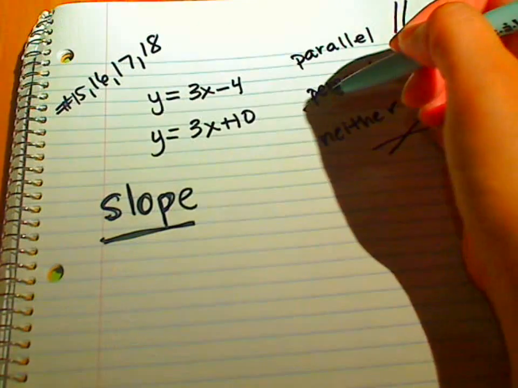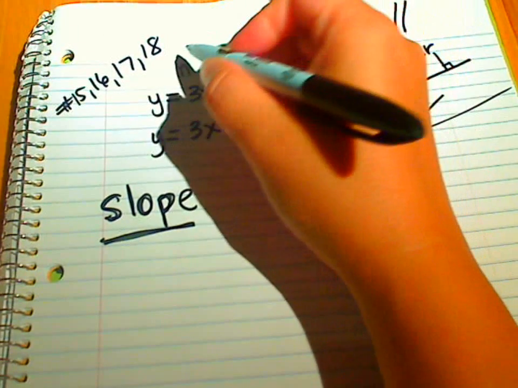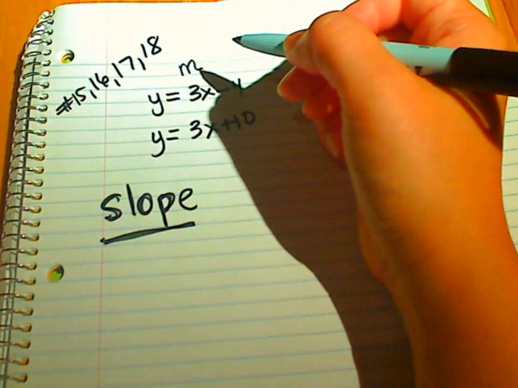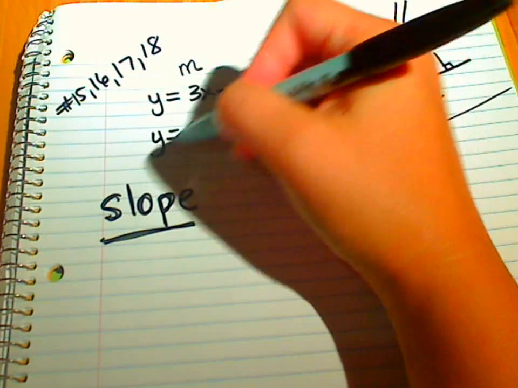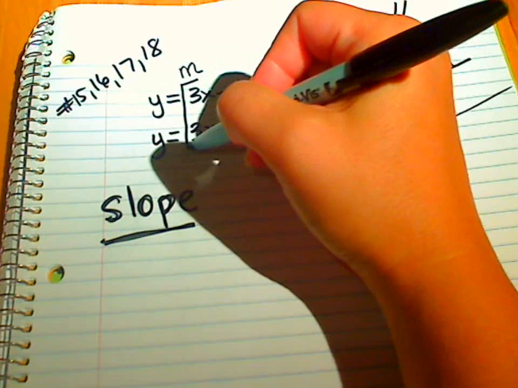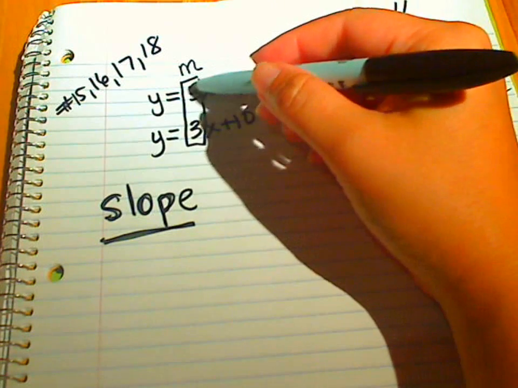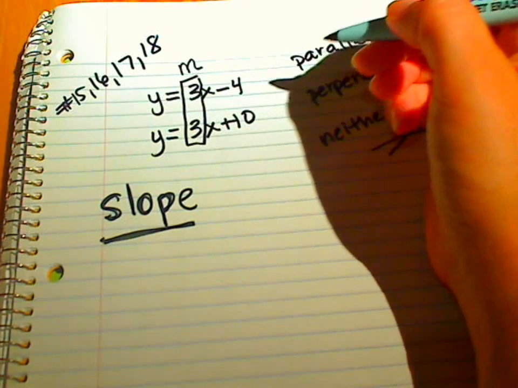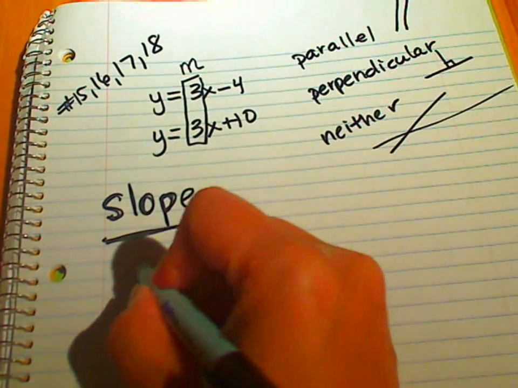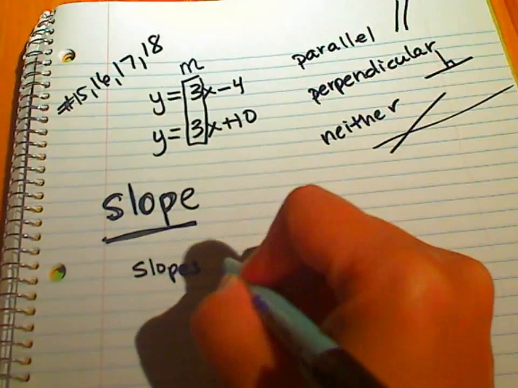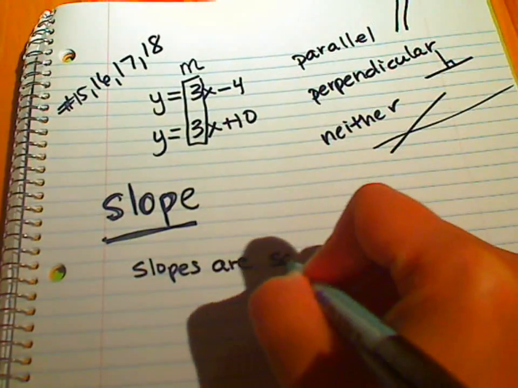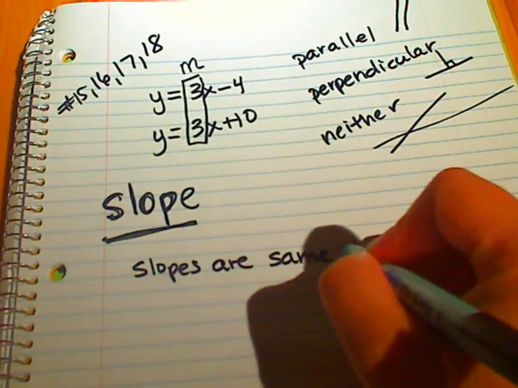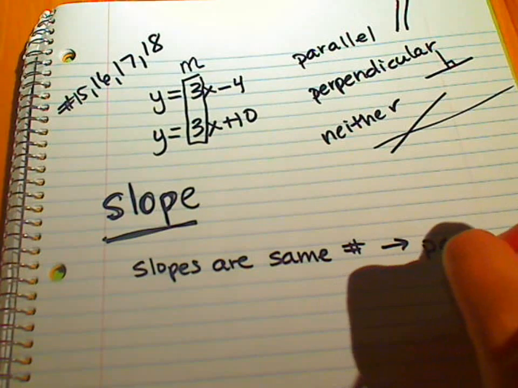So in this problem, you have to figure out what the slope is in each one of these equations. And if you look, these are lined up really nicely. The slope for this first line is 3, the slope for this bottom one is 3, so the slopes are the same. If slopes are the exact same number, this means they are parallel.